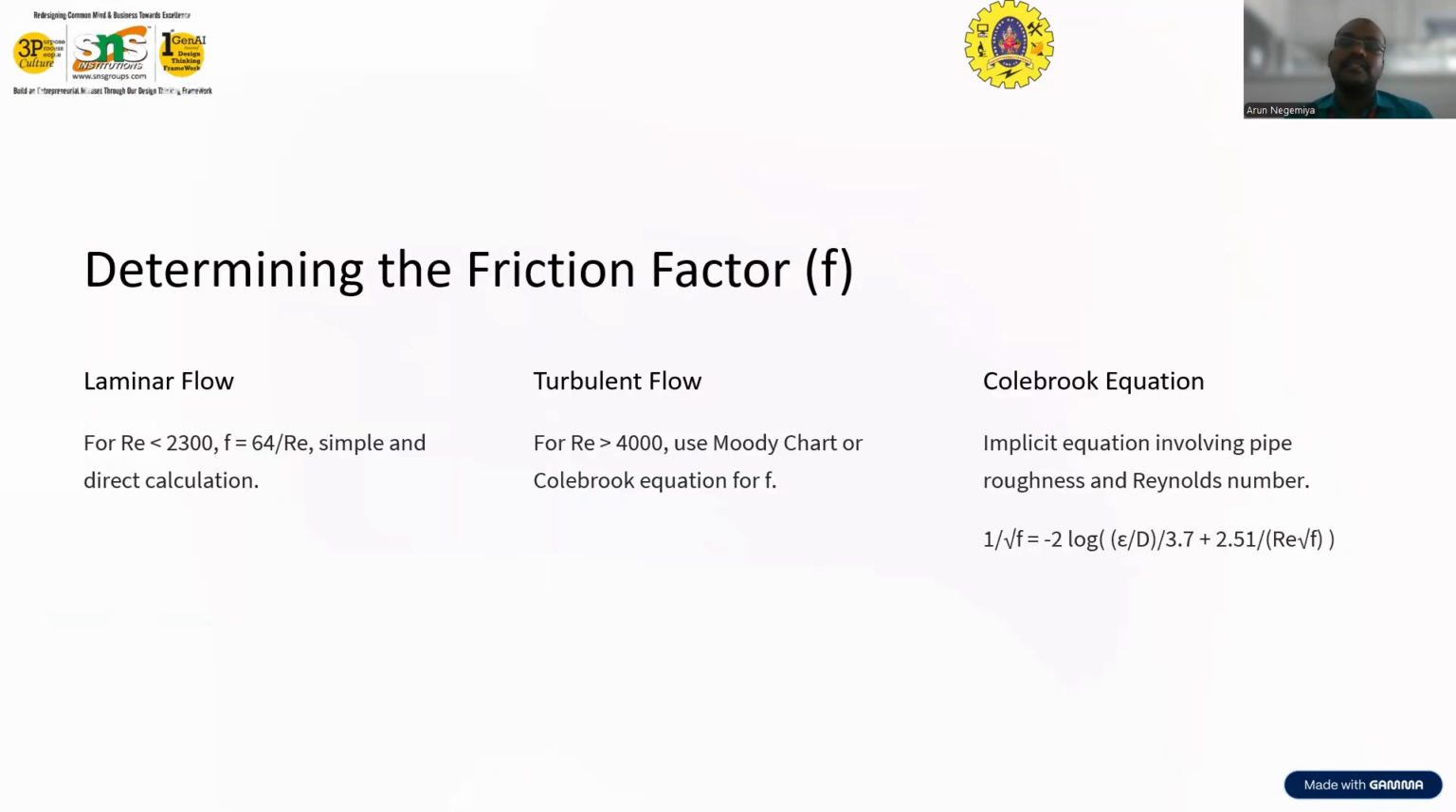The friction factor can be classified based on the flow. If the flow is laminar, the Reynolds number is less than 2300. What is meant by Reynolds number? Reynolds number is the ratio of inertial force to viscous force. For laminar flow, the friction factor is f equal to 64 by Re. If it is a turbulent flow, the friction factor will be taken from the Moody chart.